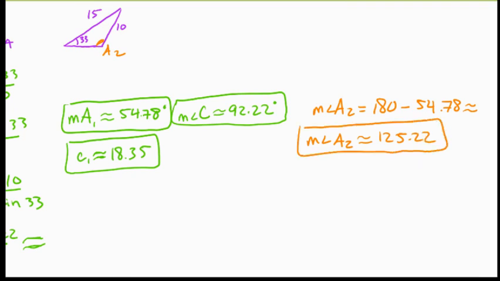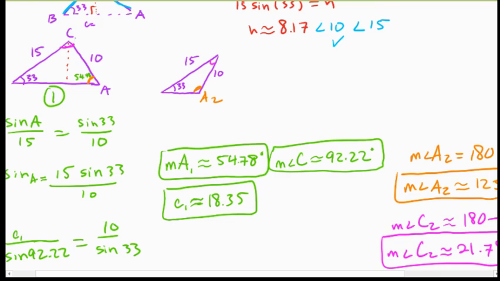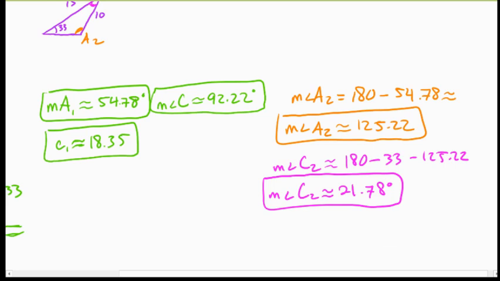Now I'm going to use that to help finish out this other triangle. The measurement of angle C2 is going to be equal to 180 minus 33 minus 125.22. We notice we're going to get a really small angle here: the measurement of angle C2 is approximately 21.78 degrees. Again, smaller, which makes sense because if we look back at these two triangles, C1 was larger, C2 was much smaller. So that makes sense.